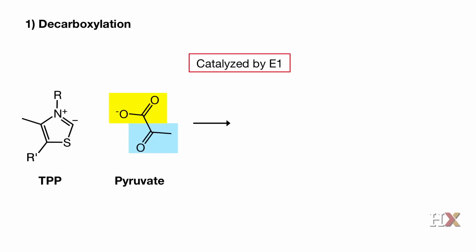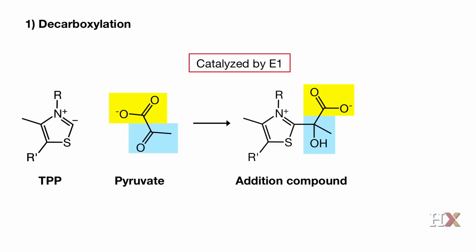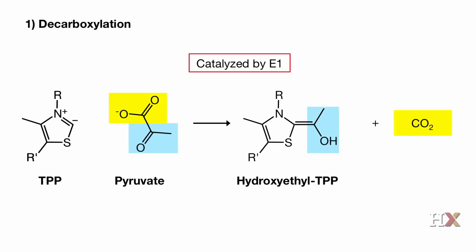We have the formation of a transient covalent intermediate that is then decarboxylated and reprotonated. So the outcome of this reaction is the release of carbon dioxide and the covalent attachment of an acetyl group to TPP, forming hydroxyethyl TPP.